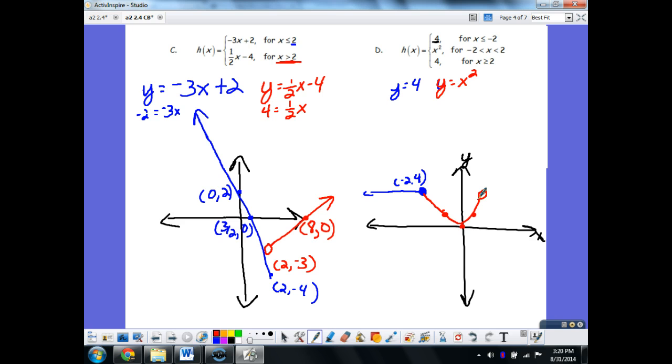And then the last one we will graph in bright green, y equals 4. That's to the right. Well, again, it's going to include 2, so we'll put a closed circle, and it's a horizontal line going to the right. And that's what that piecewise graph looks like. We have 2 more coming in the next video.